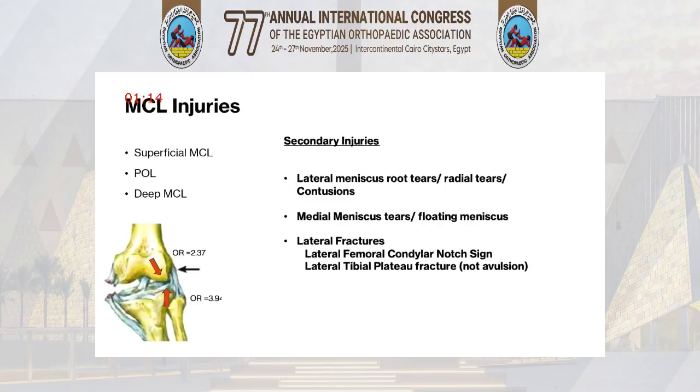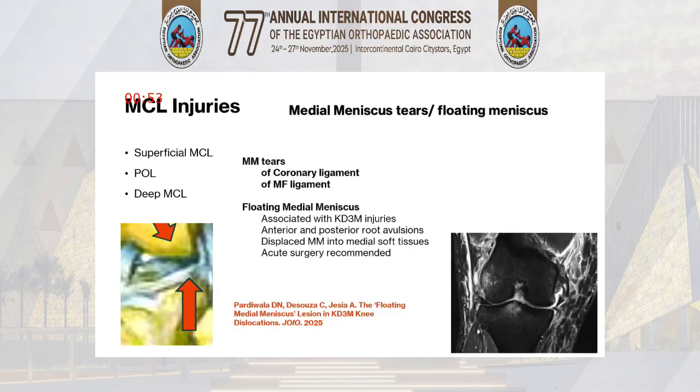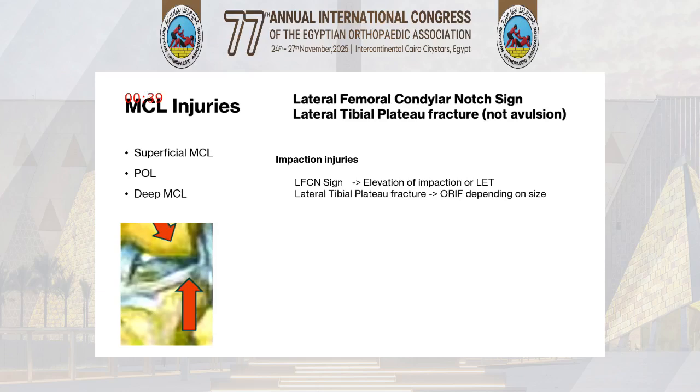Look out for secondary injuries like meniscal tears, contusions, and lateral femoral fractures, femoral or tibial fractures. Root tears can occur, contusions can occur with valgus forces. With rotational forces, root tears can occur, and radial tears also can occur and include bucket handle tears. Medial meniscus tears, floating medial meniscus, is usually seen with a KD3M type of injury. It's a rare lesion, and impaction injuries you should look out for. They could cause more instability: lateral femoral condylar notch sign, and lateral tibial plateau fracture.